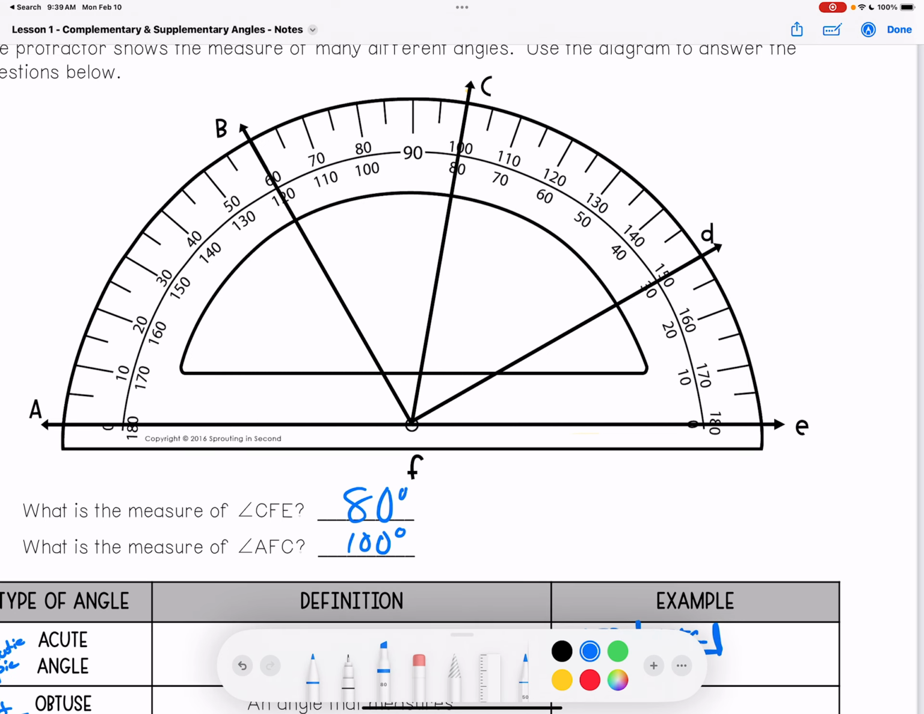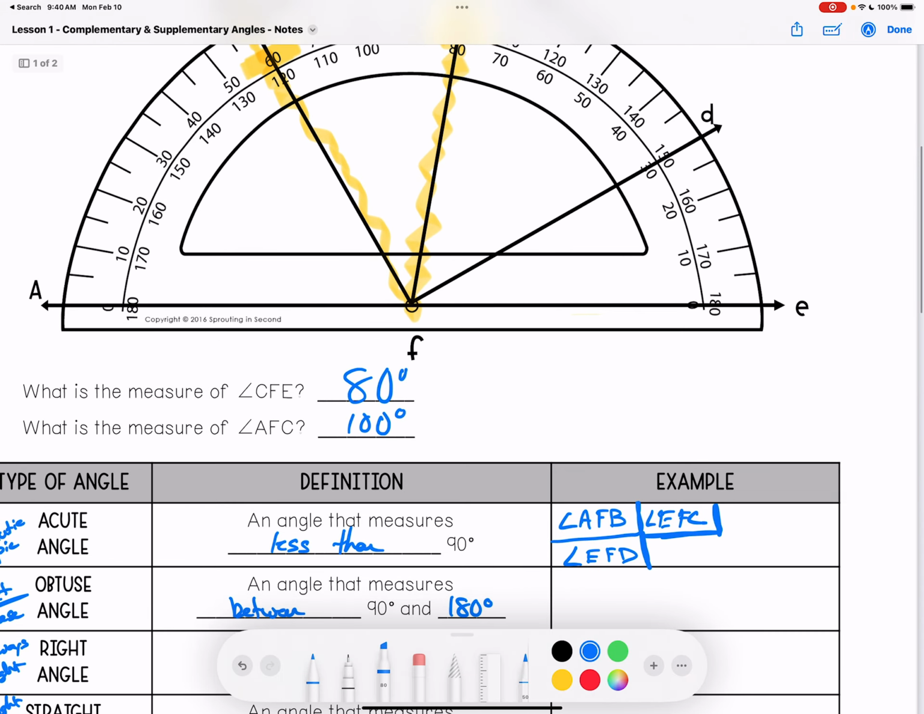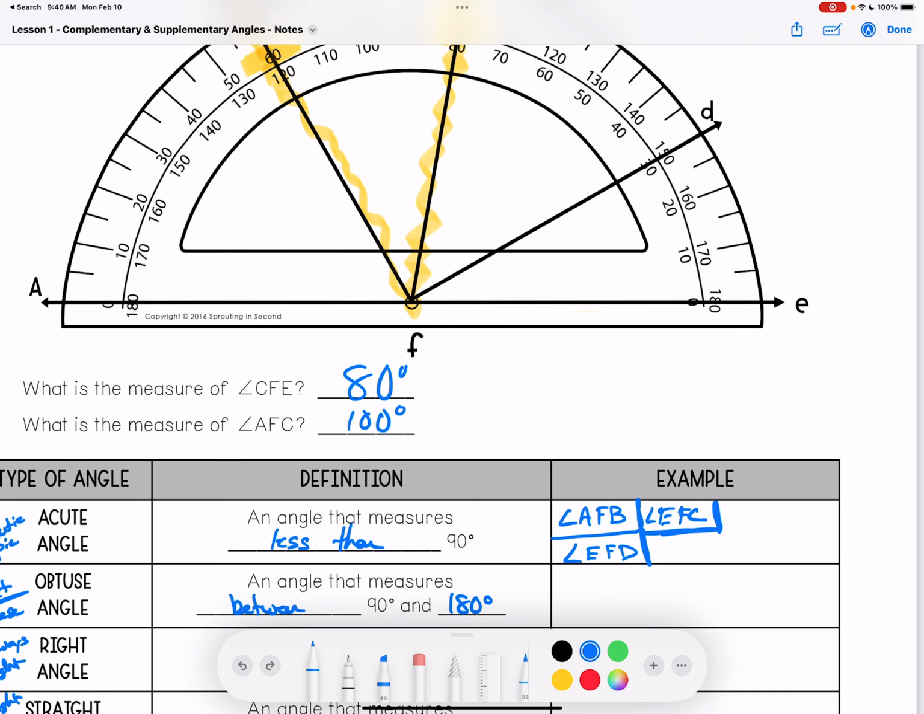What about this one? AFC. No, that's 100. So that is not one. What about BFC? That one's only 40 degrees because look, it goes from 60 to 100. That's 40. So that's one. So BFC.